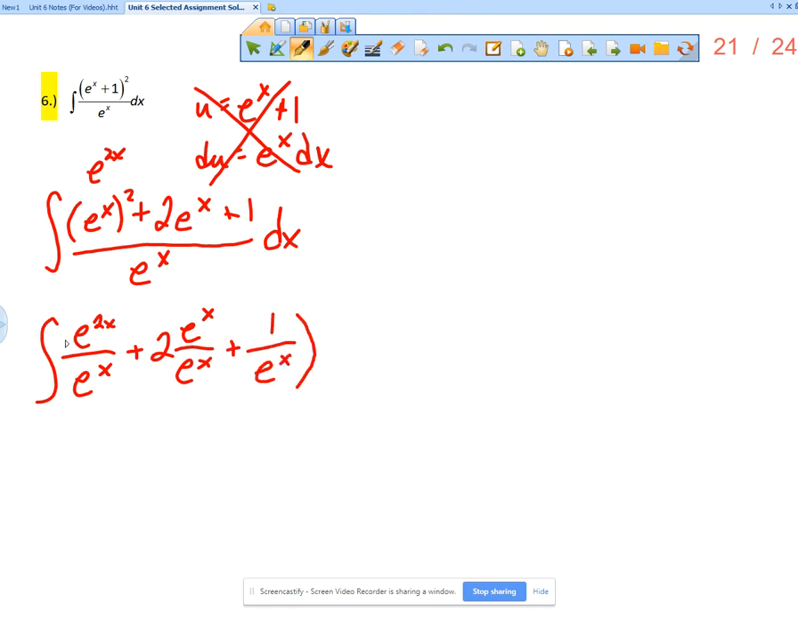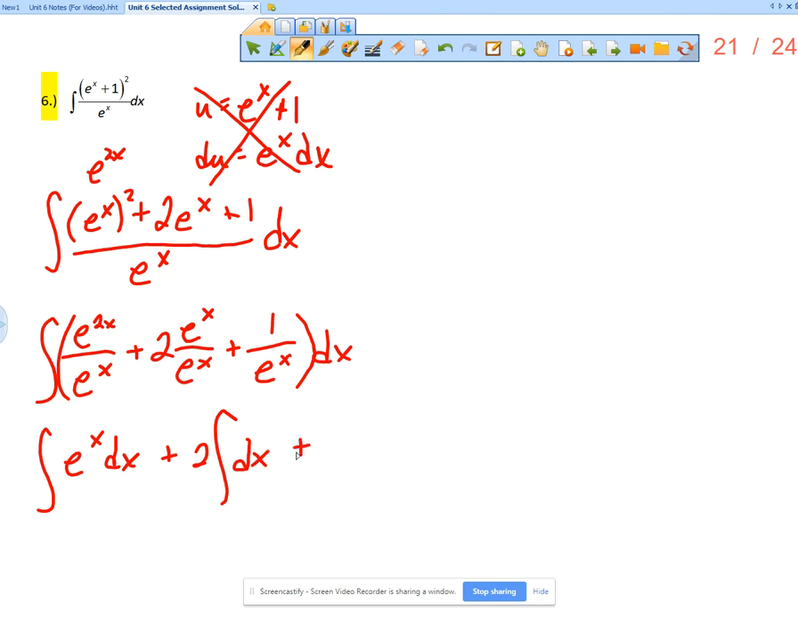Now I'm going to integrate each of these separately with respect to x. So the first one, e^(2x) over e^x. Remember, here I would just subtract the power, so that's e^(2x - x). So that's just e^x. So I'm going to integrate that. That's easy. Plus 2, well, e^x over e^x is 1, so I'm just going to integrate 2 with respect to x.